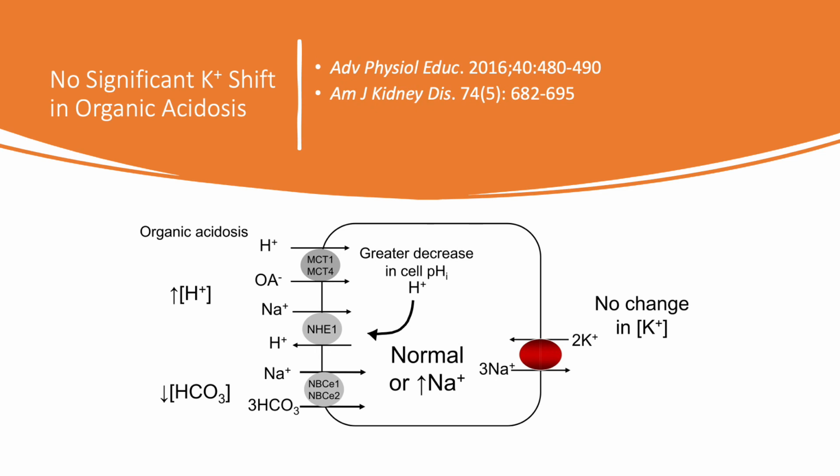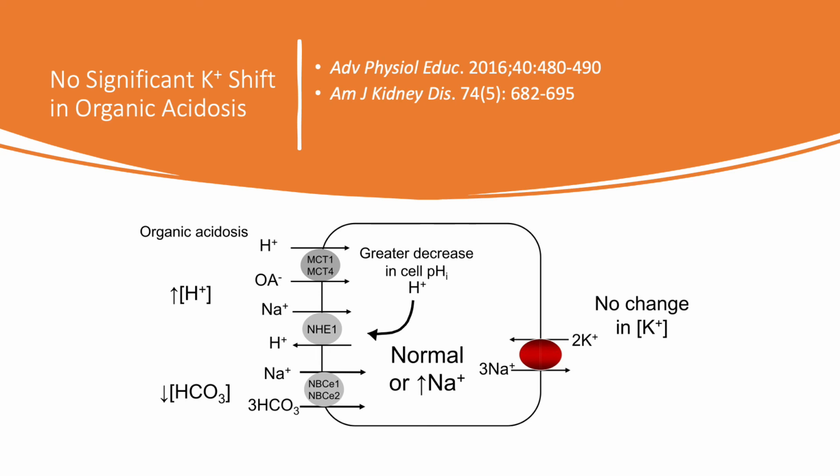Now with organic acidosis, also known as anion gap metabolic acidosis, here the situation is different. Now the MCT is the monocarboxylate transporter. So this transporter, MCT1 and MCT4, not only will it transport hydrogen into the cell, but with that goes the organic anion. So here also the hydrogen is up, the bicarb is low, but with the hydrogen we have an anion like beta hydroxybutyrate, like lactate, so both will go into the cells together.